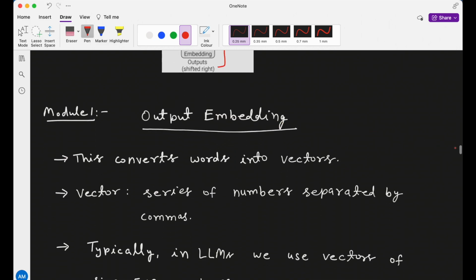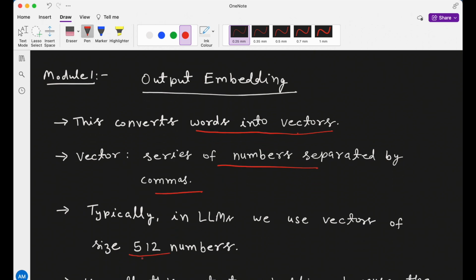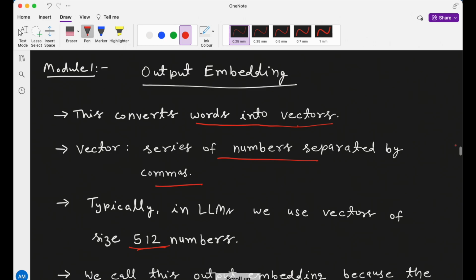So what is the responsibility of this? It converts the words, whatever input we have given, into vectors. And now you would ask, what is a vector? A vector is just a series of numbers which are separated by commas. There can be 3 numbers, 5 numbers, hundreds of numbers. But in the LLMs which we are using, we typically use 512 numbers. So the vector size is 512 numbers which we typically use in any LLM today. So this is the output embedding.